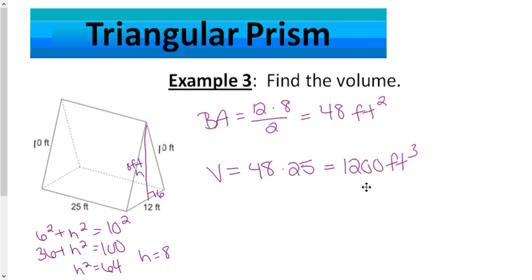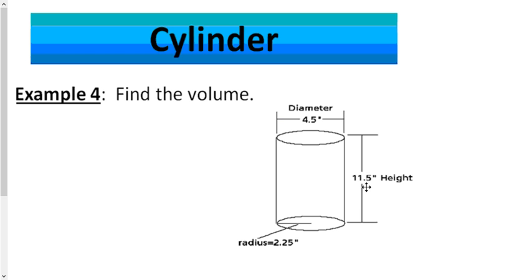So now I'll move on to cylinders. You do the exact same thing. You still find the base area, and then you find the volume. So the base is a circle. So going back to area of a circle, that is pi times radius squared.